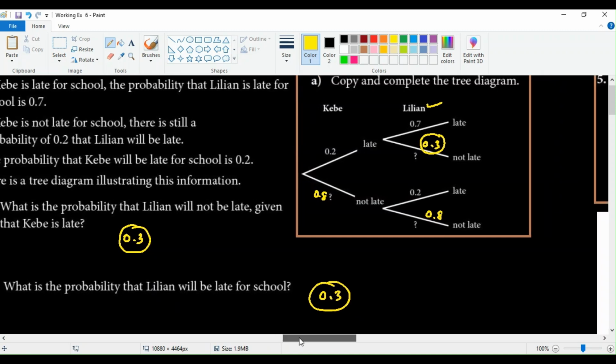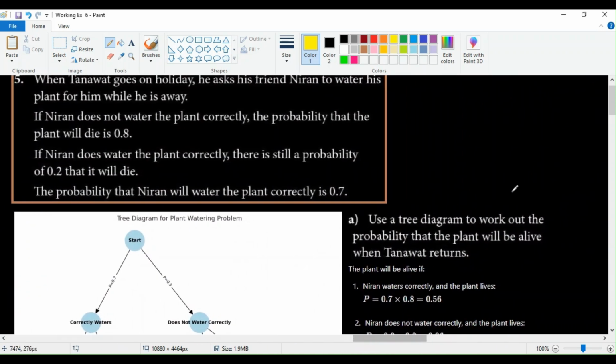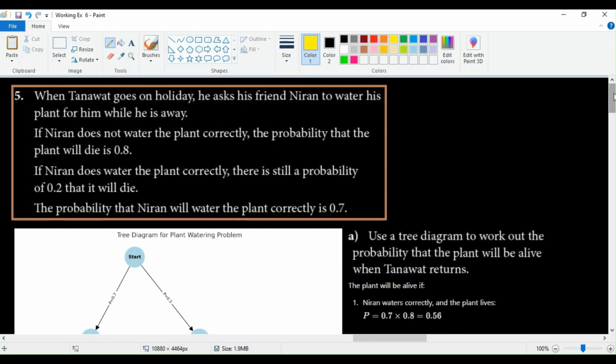Now comes the next question, which is question number 5. In here, first of all, it says, when Tanawat goes on holiday, he asks his friend Niran to water his plant for him while he's away. This usually happens when you are very much caring about your plants. So before going, you give it to your friend or somebody to take care of the plants. If Niran does not water the plant correctly, the probability that the plant will die is 0.8. 0.8 means 8 out of 10. If Niran waters the plant correctly, there is still a probability of 0.2 that it will die. The probability that Niran will water the plant correctly is 0.7.